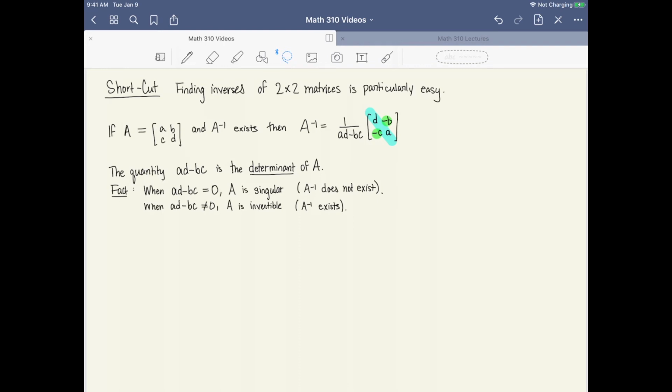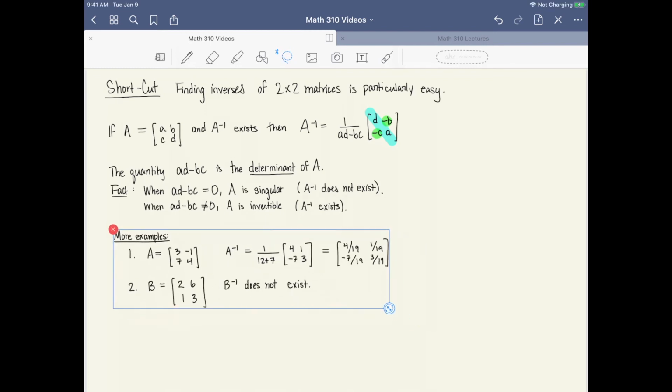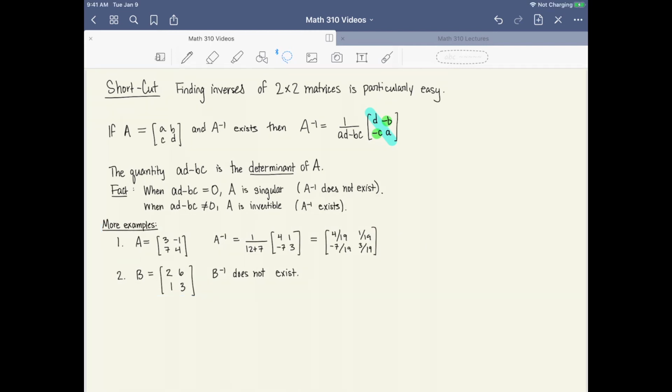Calculating the determinant of a 2 by 2 matrix is a very quick way to determine whether the matrix is invertible or not. Here's a couple of super quick examples of determinants of 2 by 2 matrices. So A is going to be an invertible matrix, and B is a non-invertible matrix.